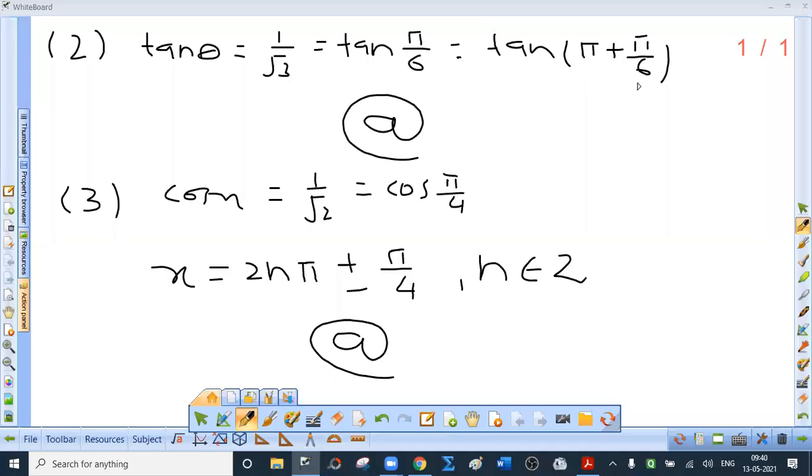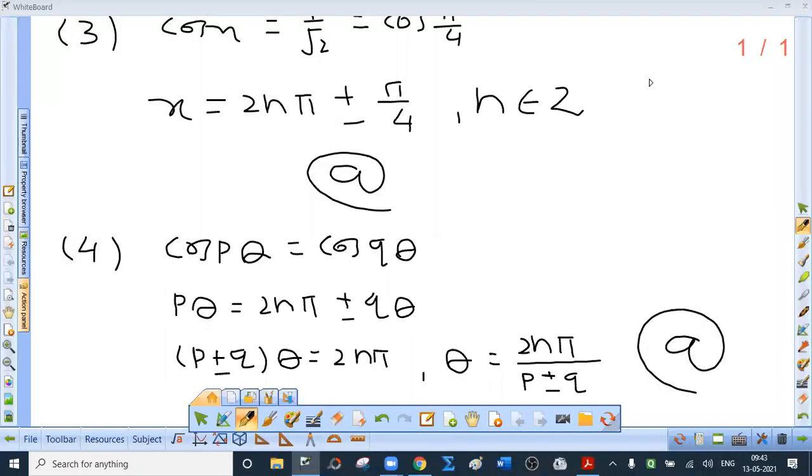Third question, the general solution of sec x equal to root 2. Sec x equal to root 2, so cos x is 1 by root 2. That is cos pi by 4. Now you should remember that cos theta equal to cos alpha has general solution theta equal to 2n pi plus minus alpha. So here x equal to 2n pi plus minus pi by 4, where n is an integer. Correct option is A, Ahmedabad.